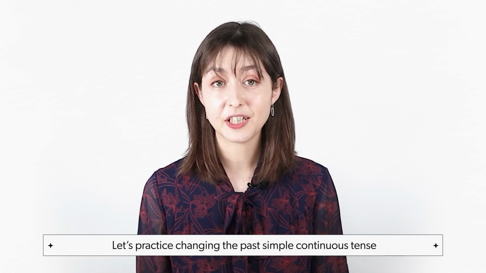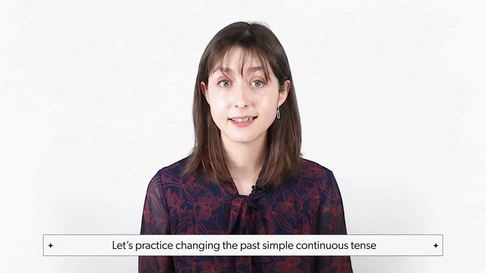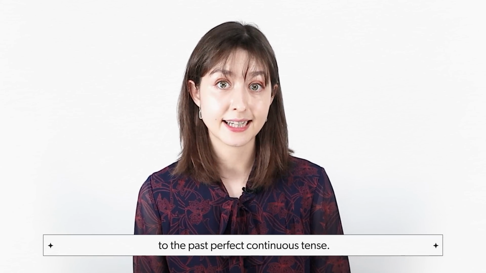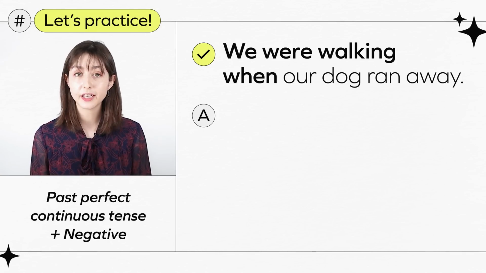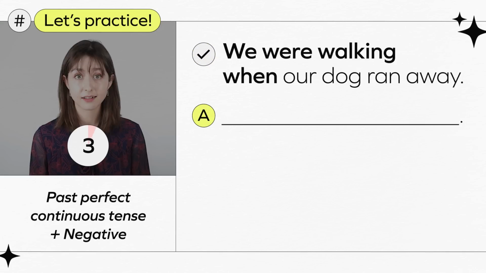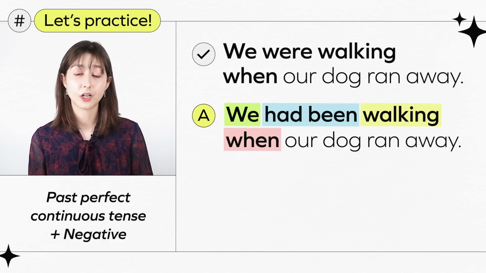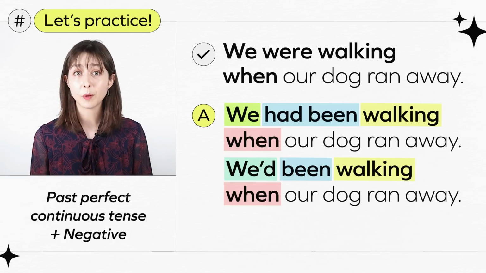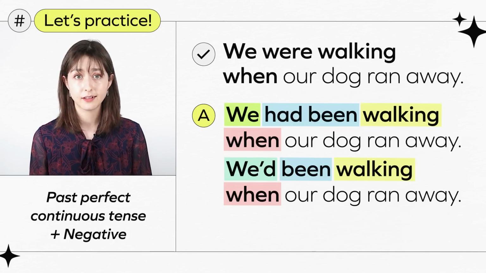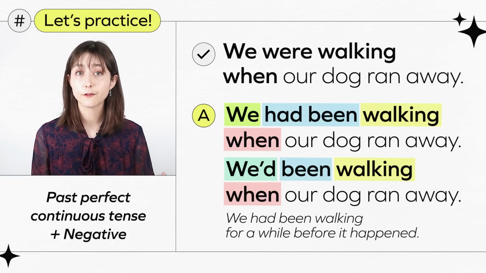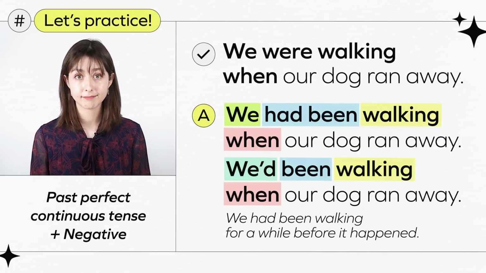Let's practice changing the past simple continuous tense to the past perfect continuous tense. We were walking when our dog ran away. Change were to had been. We had been walking when our dog ran away. We'd been walking when our dog ran away. This means we had been walking for a while before it happened.